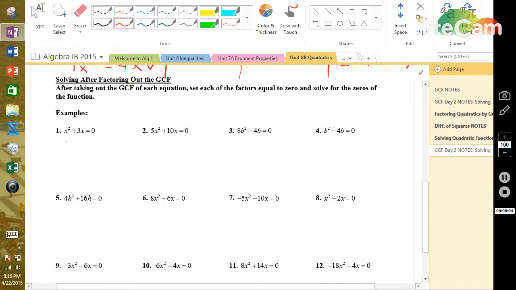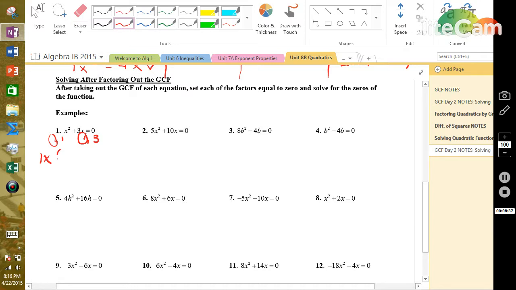First, we're going to look at the coefficients. My factors of 1 are 1 and 1. My factors of 3 are 1 and 3. The greatest common factor is 1, so I can pull a 1 out. Now I look at my variables. I have an x squared and an x. I can pull an x out because that's the variable with the smallest exponent.